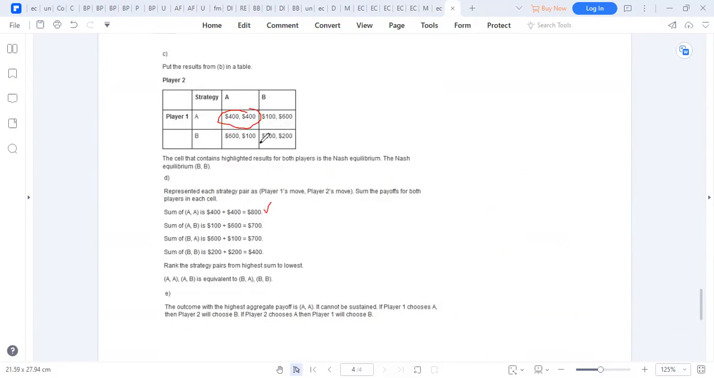Cell AB is giving us 100 plus 600. BA is also giving us 100 plus 600, which is 700. And the last cell is giving us what? 200 plus 200, which is 400. So ranking them, we have AA, which is the highest, then AB and BA, which are equivalent, then BB. That is how we rank them in terms of the payoffs.